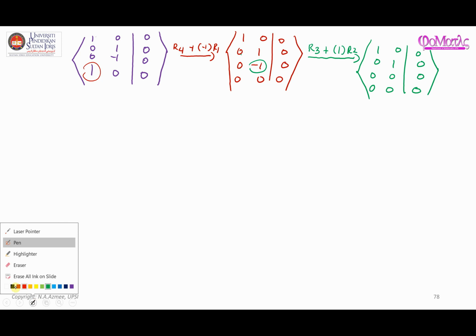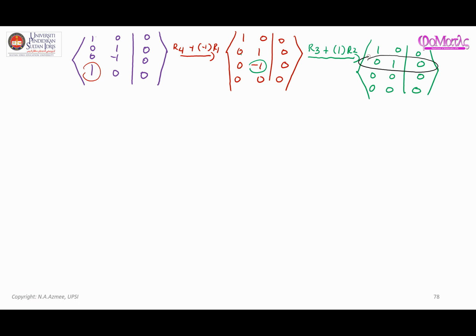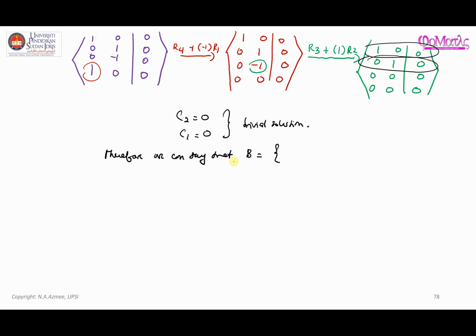So based on that, we can clearly see that C2 is equal to 0. C1 is also equal to 0. Okay, and therefore, since this is actually the trivial solution, therefore we can say that B, which is a set of vector 1 and vector 2, is linearly independent.